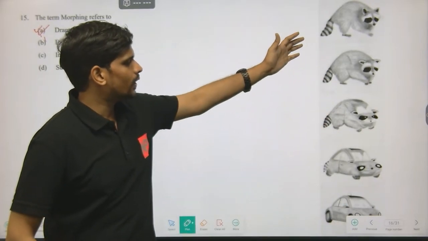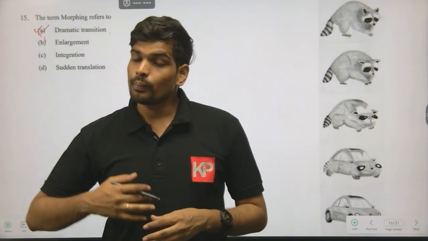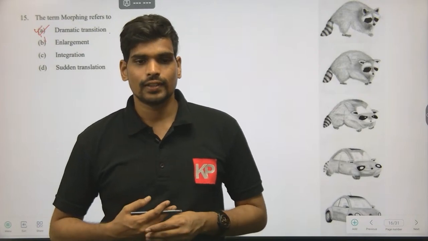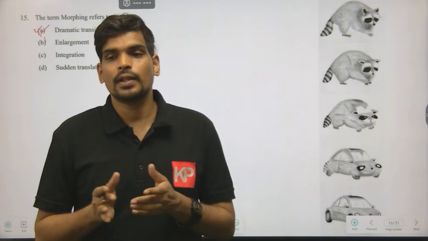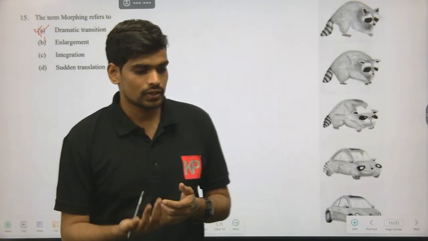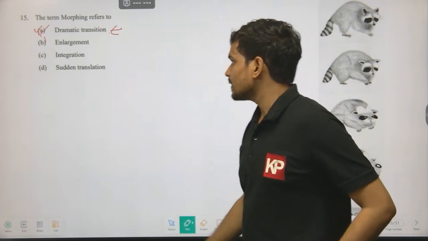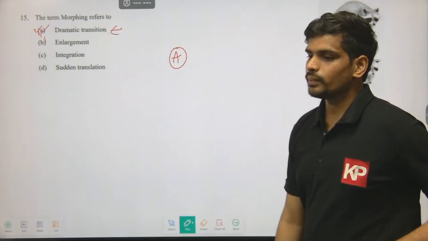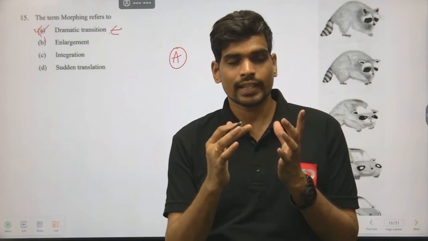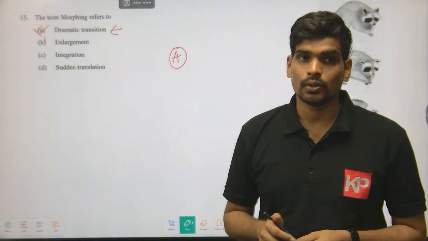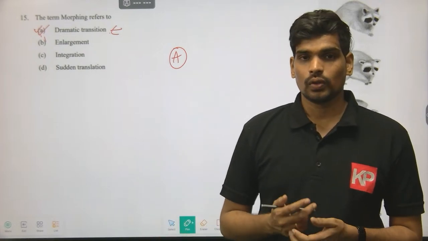Like for example, you have a raccoon over here. It has been morphed. You might have studied metamorphosis in frogs, right? You have a tadpole which changes into a frog, where the tail just goes away and it becomes a frog. That's called morphosis. Morph relates to change in the form, which is a dramatic transition. So that's the answer for the question. Morphing is used as a technique to evolve abstract shapes. You can use natural elements and create abstract forms. Like for example, I gave you that example of Zaha Hadid's building, the Heydar Aliyev Center in Baku in Azerbaijan.